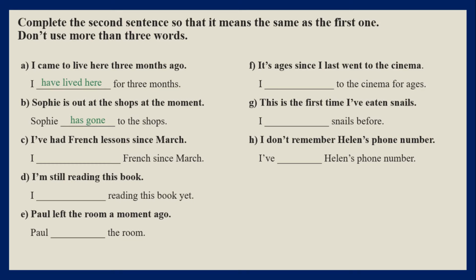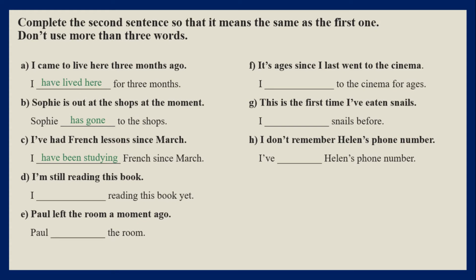C. I've had French lessons since March. We could say I have been studying French since March. You're describing a continuous action that started in the past and is still going on, or was going on until very recently, so we use present perfect continuous.